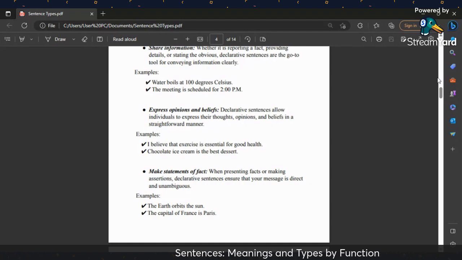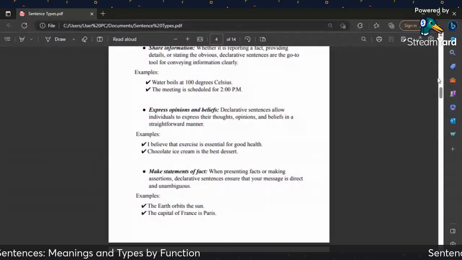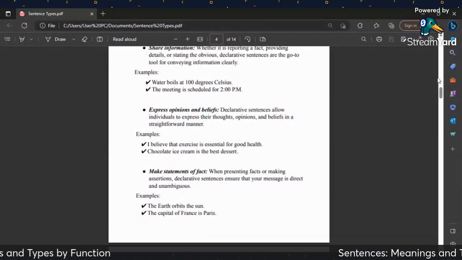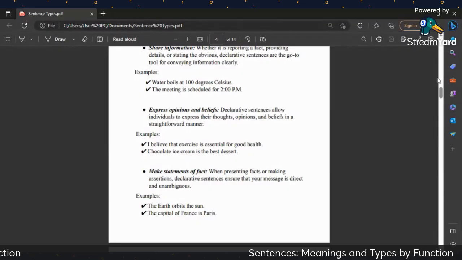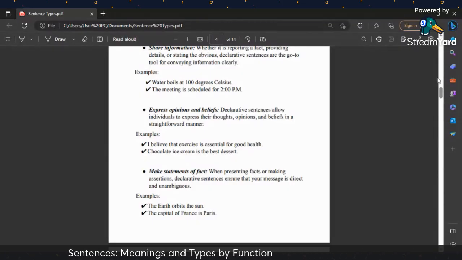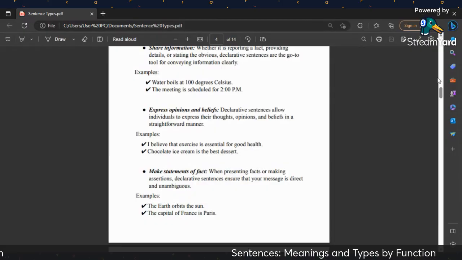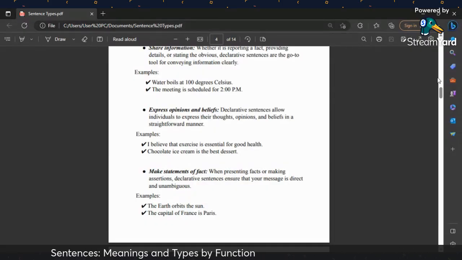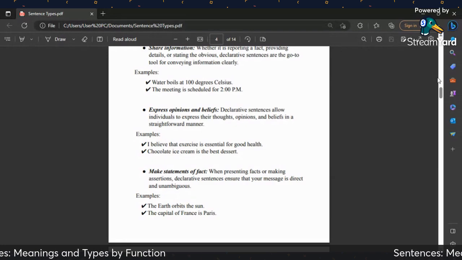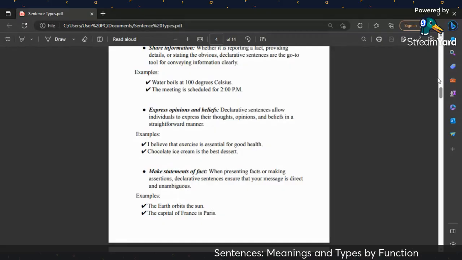What is this telling us? This is telling us about this person's opinion. The second example is expressing your opinion that chocolate ice cream is the best. That is the person's opinion. Well, the first example, I believe that exercise is essential for good health, is telling us about the person's belief.